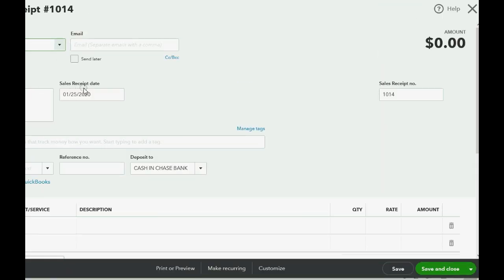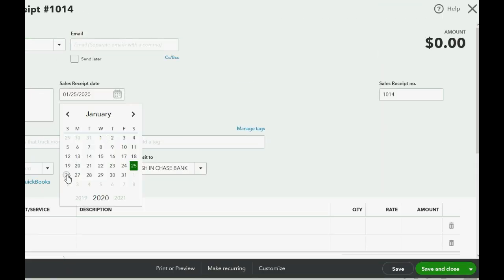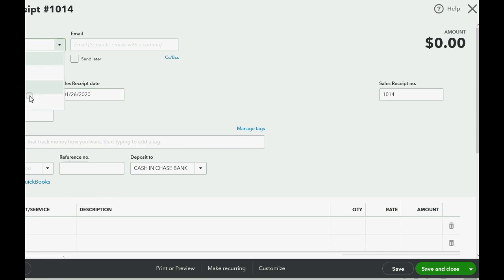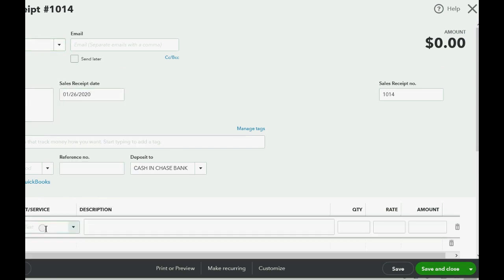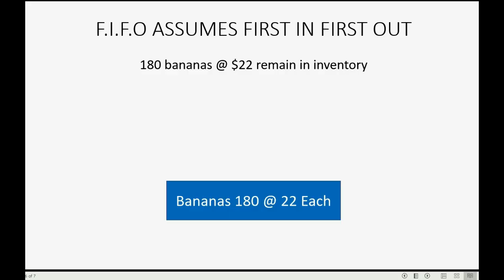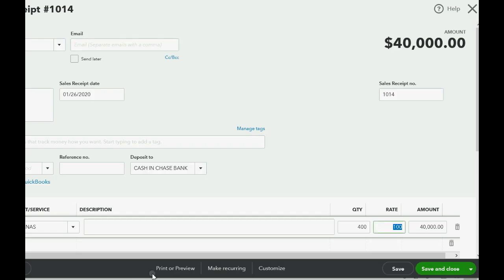Okay, the date was January 26th, and the customer was Candy, and the item that we sold her was bananas, and the quantity that we sold to her was 400. Now again, don't worry about the sales price. We're focusing on the purchase cost. But what we should have left in inventory is 180 bananas at $22 each. So let's go ahead and save this.